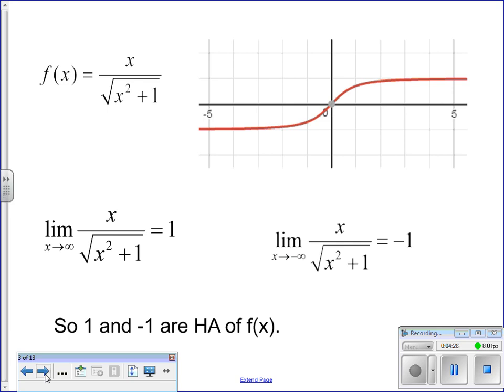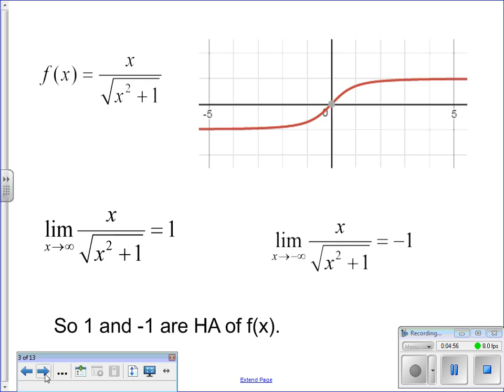So if I look as I'm going towards infinity, and I put in very, very large numbers, I don't have to worry about any domain issues, because x squared plus 1 will always be at least 1. I'm never going to have to worry about domain issues on this one.